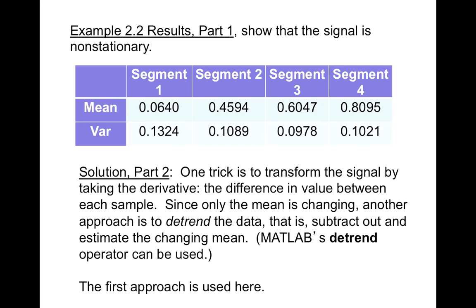One thing you can do is take the derivative of the signal. When you take the derivative of the signal, that tends to do away with things like long-term or DC drift. These slowly varying changes look like 0 when you take the derivative. So that's one trick. Another trick is to detrend the data, which we'll discuss in a later chapter.